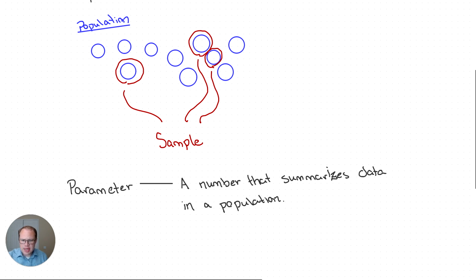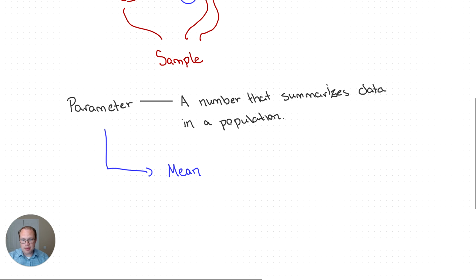So some examples. The mean or the average of a collection of data would be a parameter. If we averaged all the data in a population, that would be a parameter for the population. It summarizes the data. Another example is a proportion.